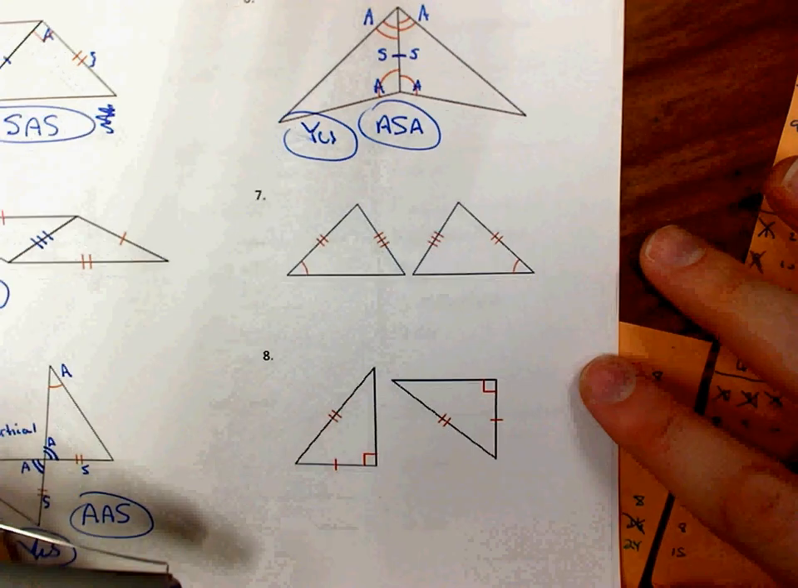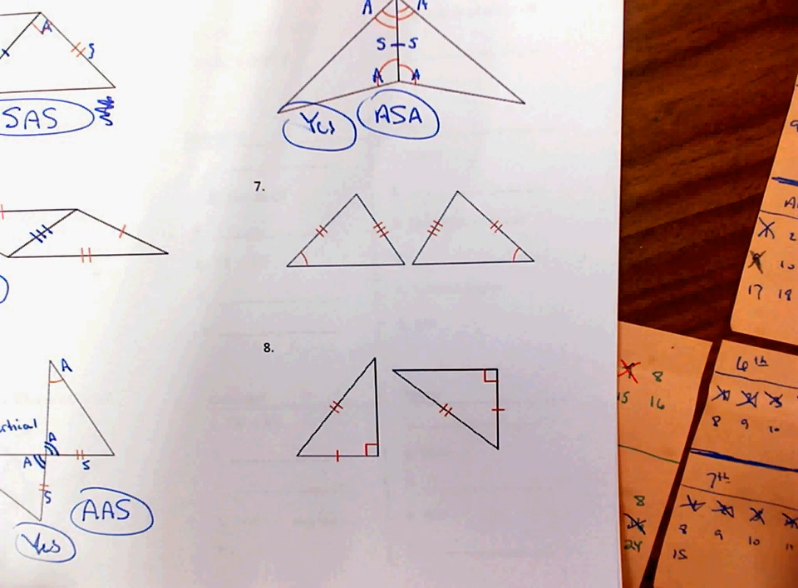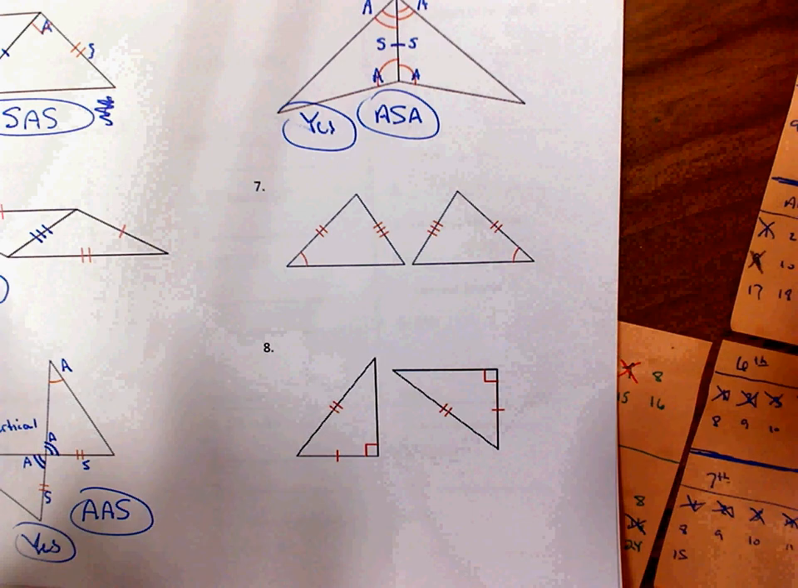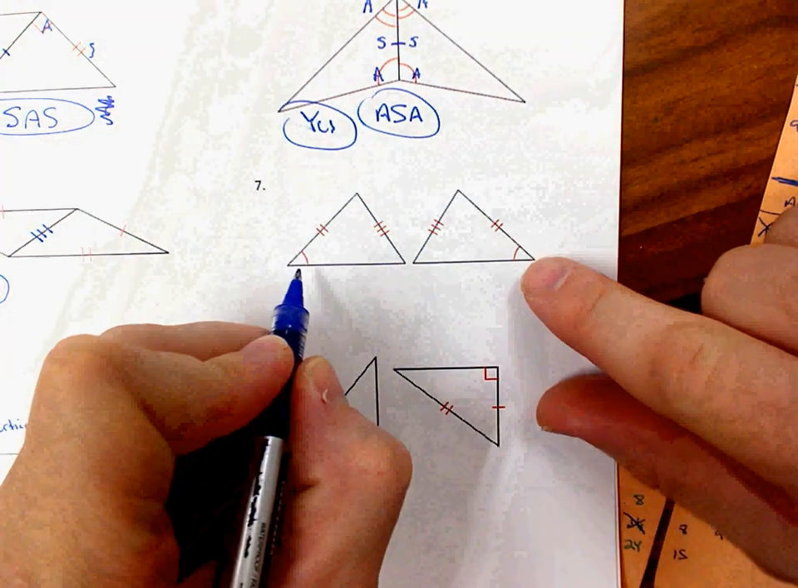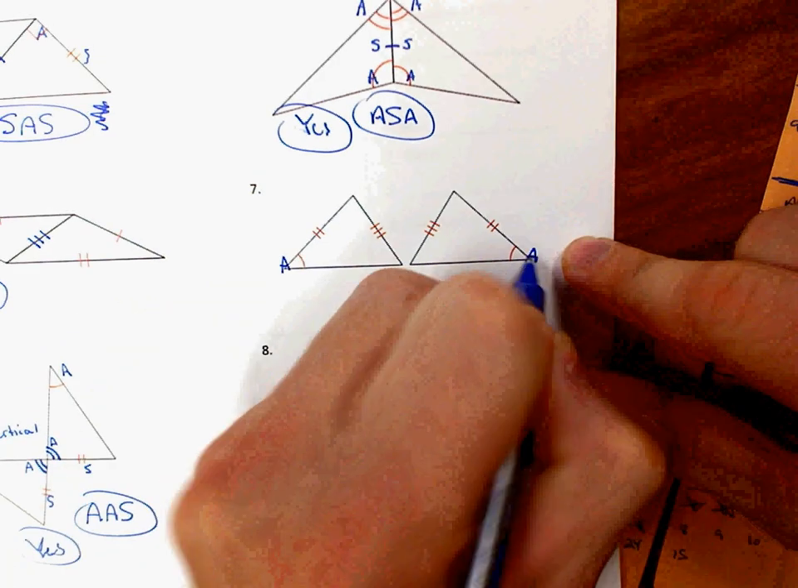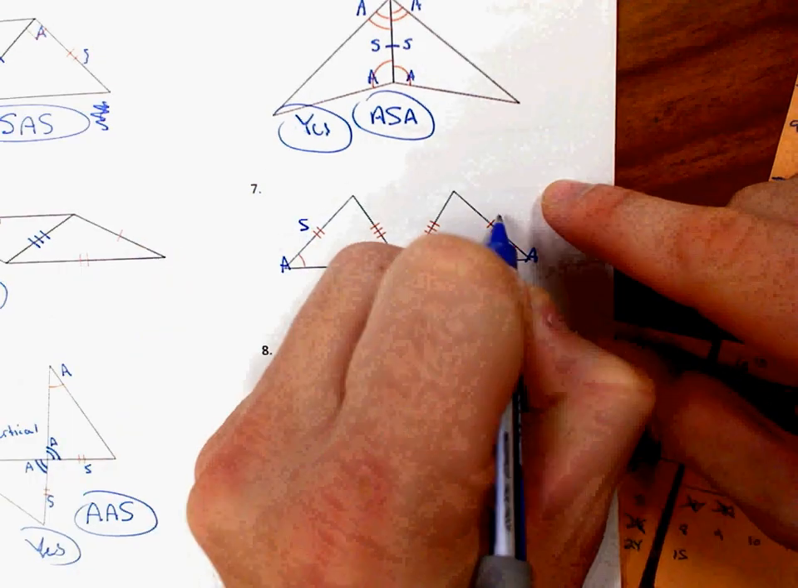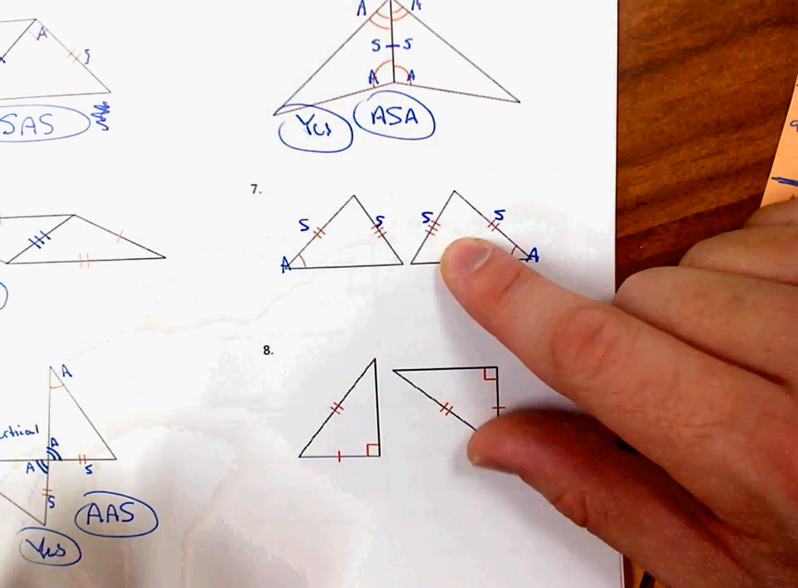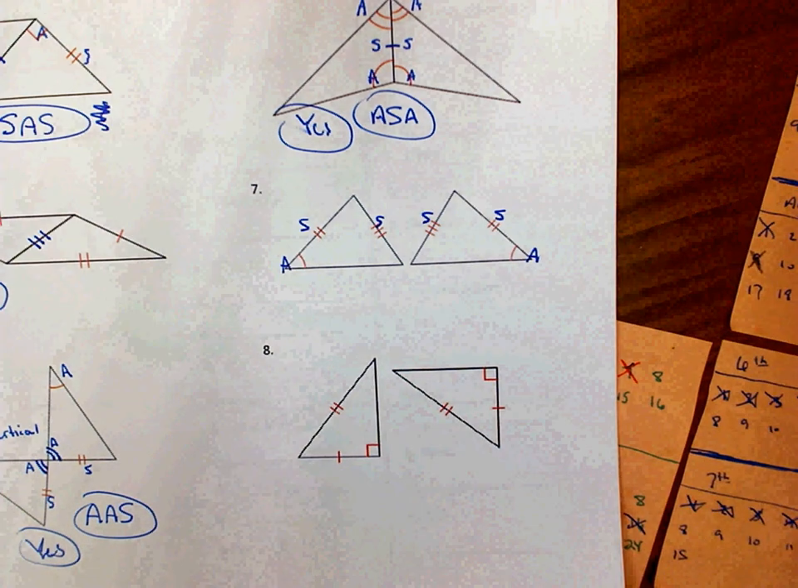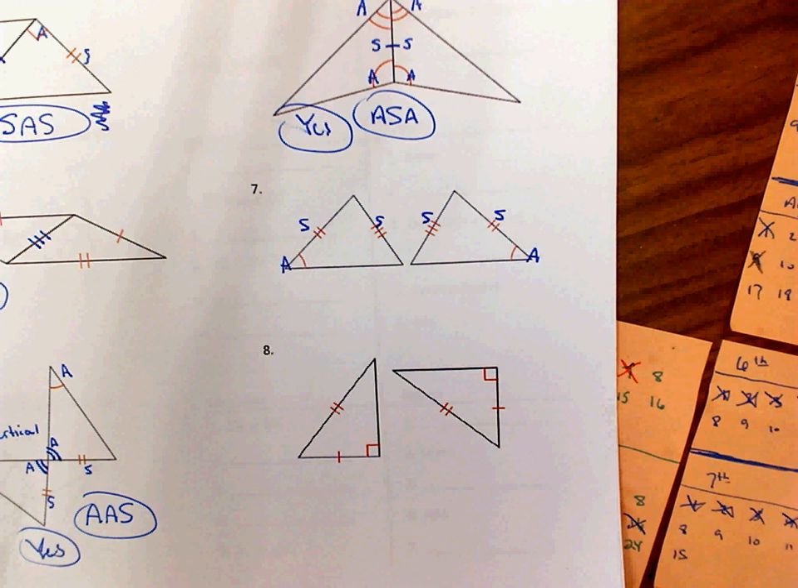All right, number 7. I don't know why I said finally, there's another one after that, but number 7. I've got everything marked, so I've got an angle here that matches an angle there, a side here that matches a side there, and another side here that matches a side there. And my screen went out.